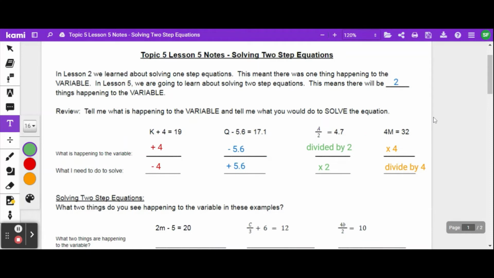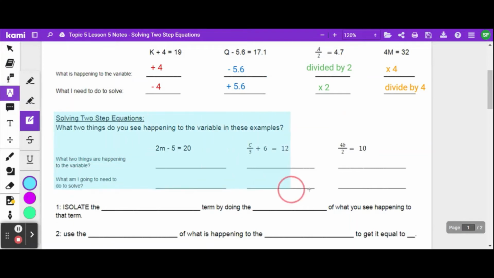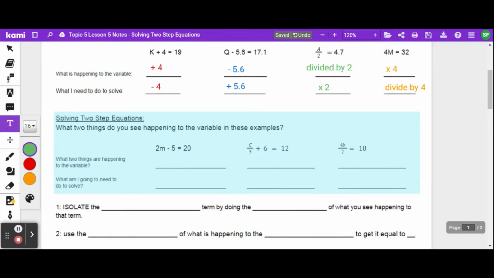If we scroll down to the next section here that I'm going to put in blue, we can see some examples of two-step equations. In a two-step equation, you should be able to see that there are two things happening mathematically inside the equation, which means we're going to have to do the inverse of two things to solve.